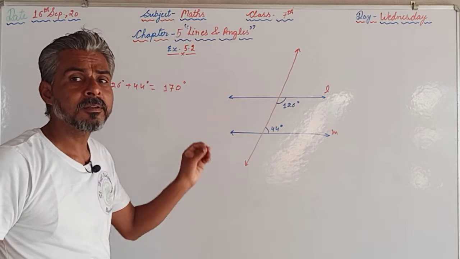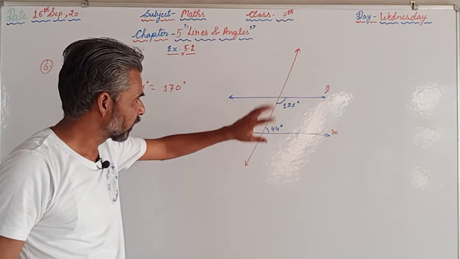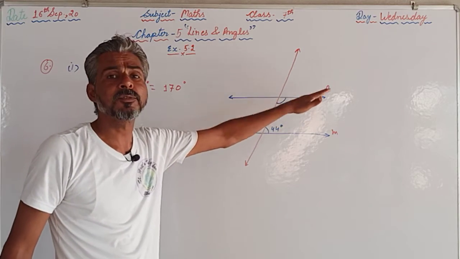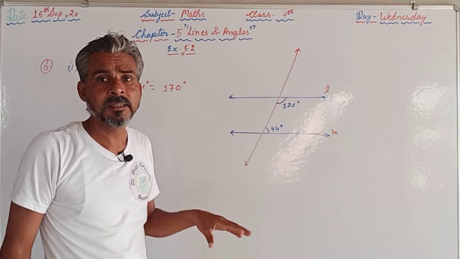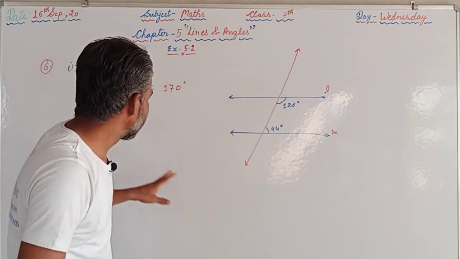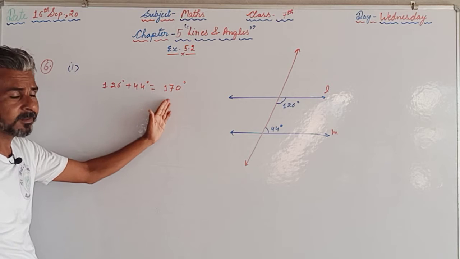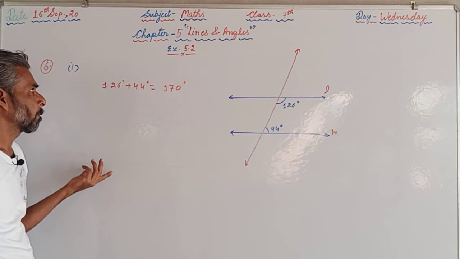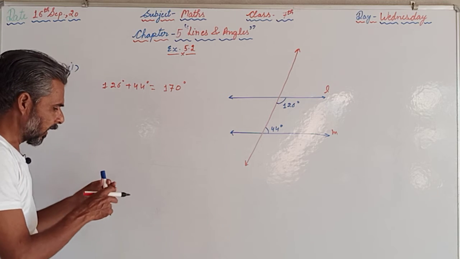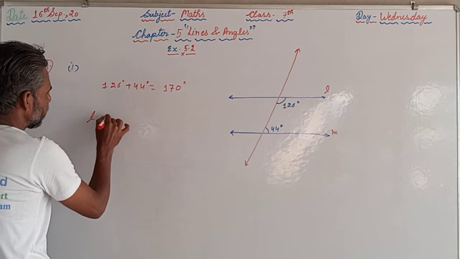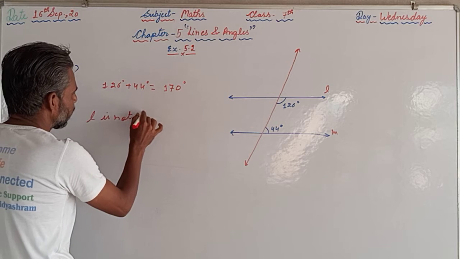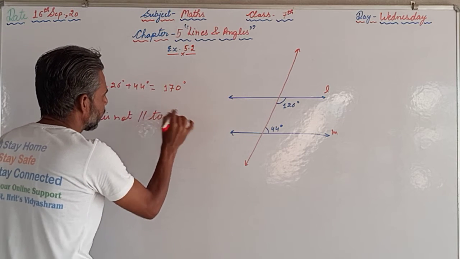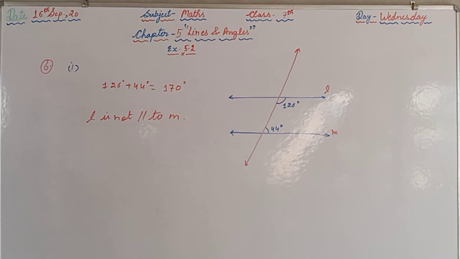Hence, the lines are not parallel because the sum of interior angles on the same side of the transversal should be 180 degree for the lines to be parallel. If this would have been 180 degree, then the lines would have been parallel, but now that is not parallel. So, we can say L is not parallel to M for the first part.